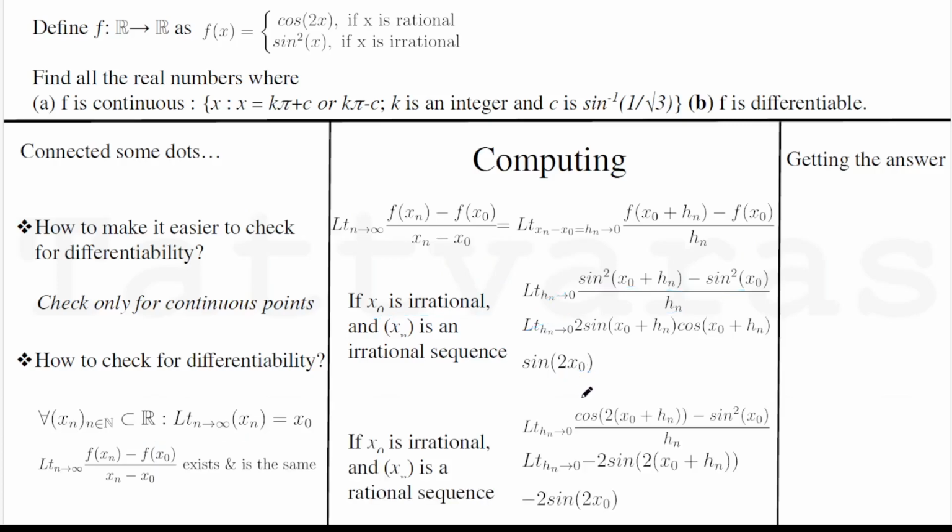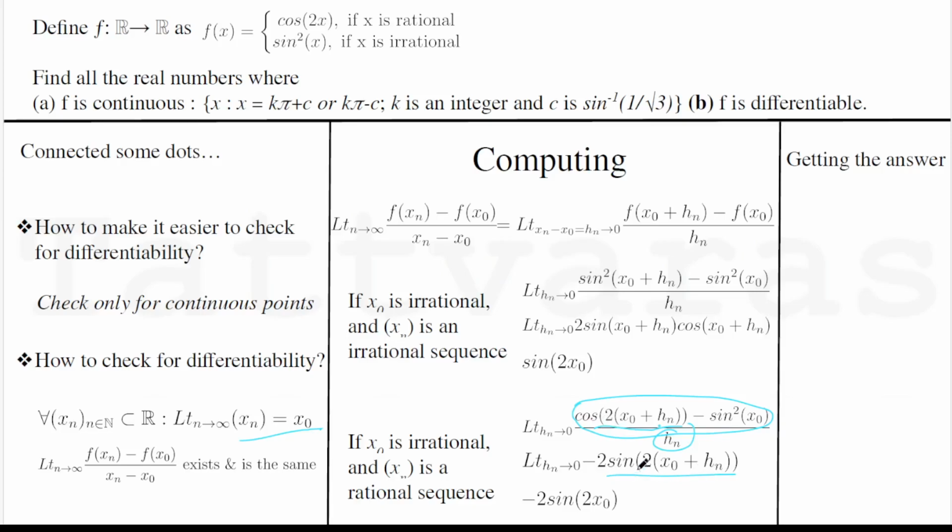Now let's talk about when it's a rational sequence that we are considering. The rational sequence is going to x0. So this thing would come up. Again, because of the continuity angle already associated, the numerator overall is going to go to 0. So the denominator is also going to 0. It's a 0 by 0 form. We can use L'Hopital and differentiate this to get this.